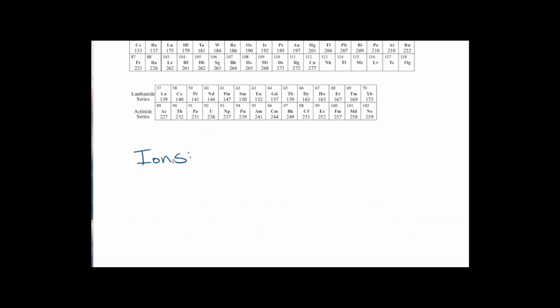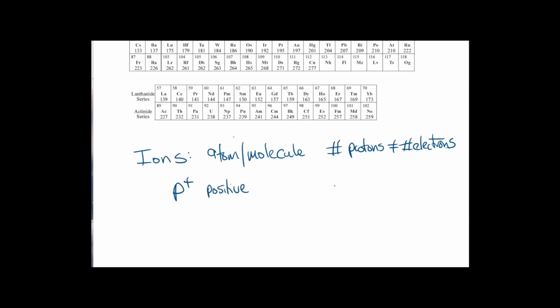First up, let's look at ions. For our purposes, an ion we're going to define as an atom or a molecule in which the number of protons does not equal the number of electrons. Remember, protons are positive and electrons, the symbol for an electron, is negative. Neutrons are neutral, they don't have any charge. And protons and electrons have an equal but opposite charge.